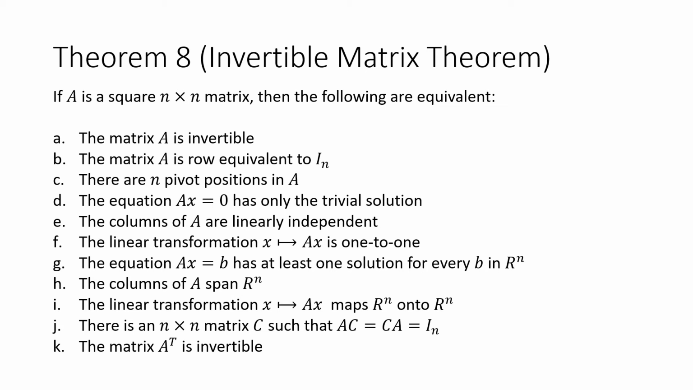Point J, there's an n by n matrix C such that AC equals CA equals I_n. Think about what that matrix C is. That's the inverse matrix. So invertible means you have an inverse matrix, but it also means all of these other points. And finally, we've seen the transpose, but if a square matrix is invertible, it means its transpose is invertible as well.